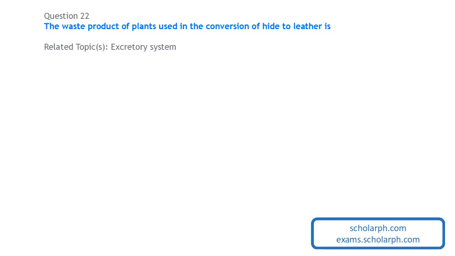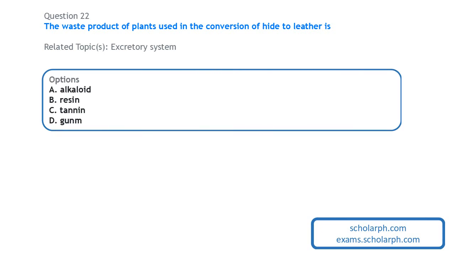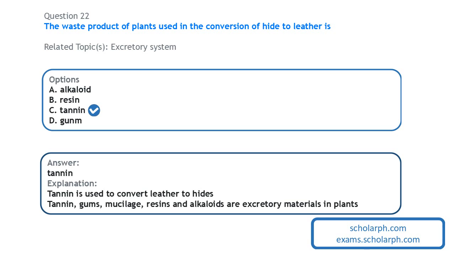Question 22 on excretory system. The waste product of plants used in the conversion of hide to leather is the tannin. The tannin is used to convert hide to leather.